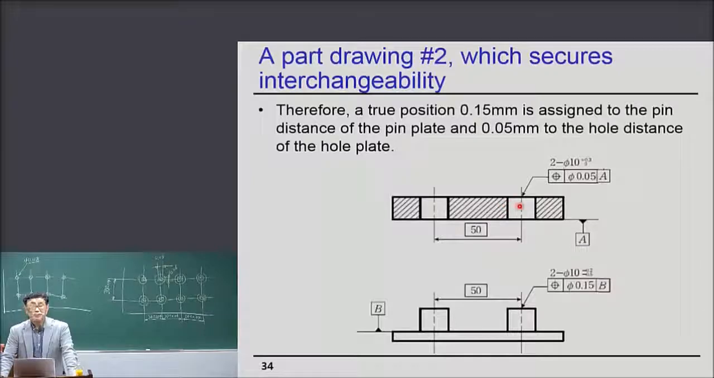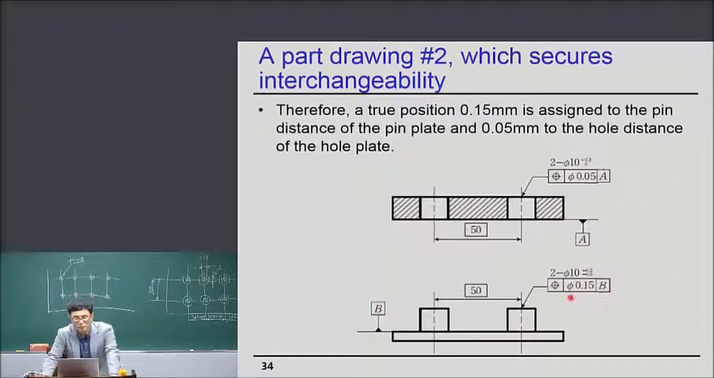since this is manufactured by machining only, okay? So the true position can be tight rather than the pin plate. If we include the assembly of the two pins onto the plate, then you can consider the assembly accuracy too. So maybe it's very natural to assign a larger true position to the pin plate. So the true position of the pin plate is larger than that of the hole plate.